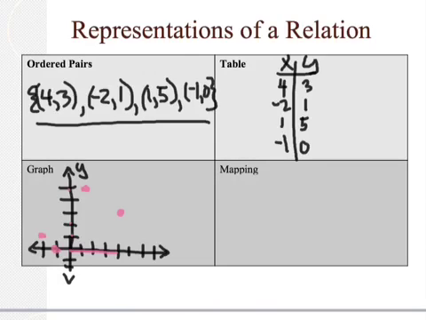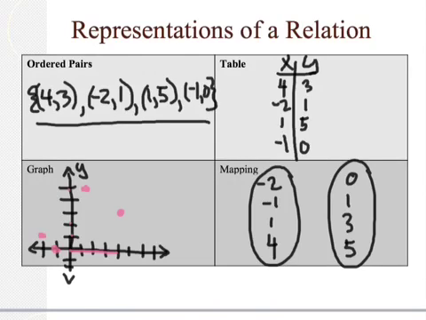And you saw us do that last time. It looks like this. You simply make sure you've got all the elements of the domain in one circle, all the elements of the range in another circle, and then you draw lines to show how they relate to one another. So -2 goes to 1, -1 goes to 0, +1 goes to 5, and 4 goes to 3. And I guess I could put arrows there too to indicate how they map together.